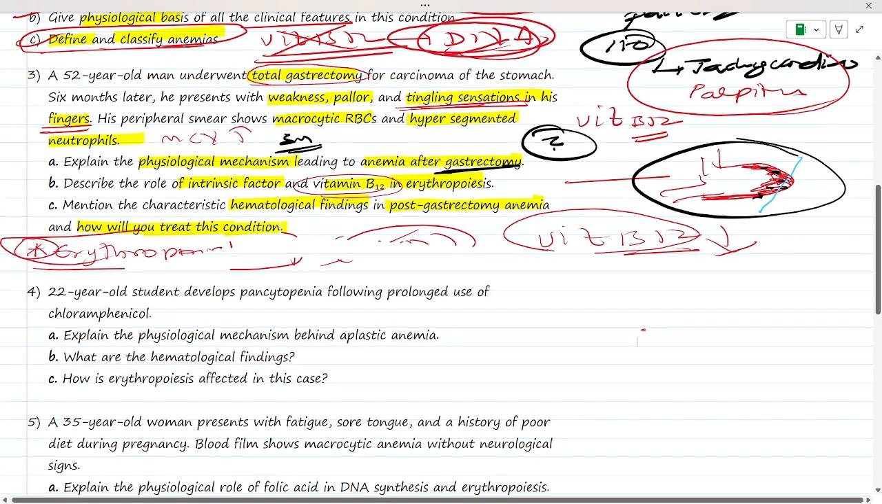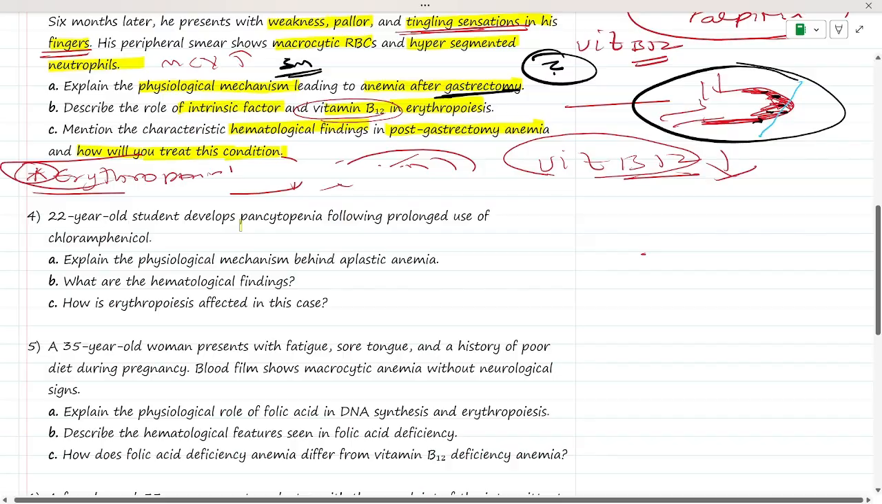A 22-year-old student develops pancytopenia following prolonged use of chloramphenicol.